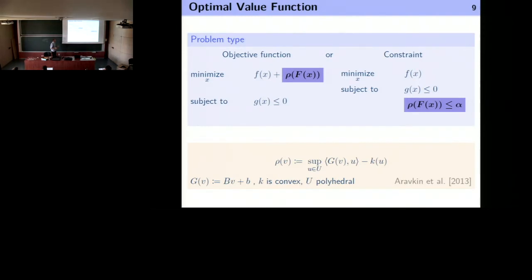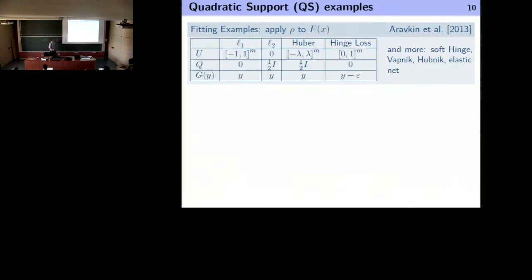So what are optimal value functions? Quickly, this is when in your optimization problem you have this kind of quantity where rho is this value function here. Here we suppose that we have just a linear mapping. This has been introduced by Rockafellar. And you cannot directly give that to your favorite optimization solver. You need to reformulate it. Some examples are all the classical fitting or penalty functions: L1, L2, Huber, hinge loss.